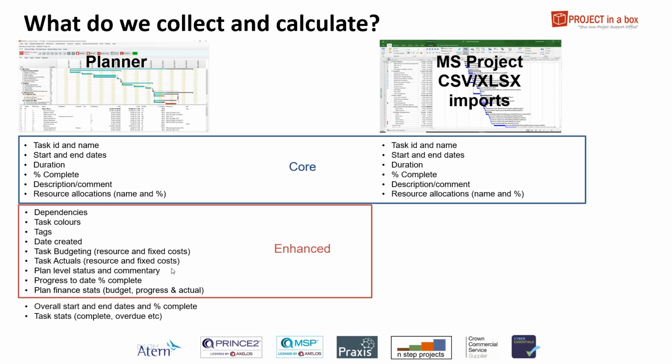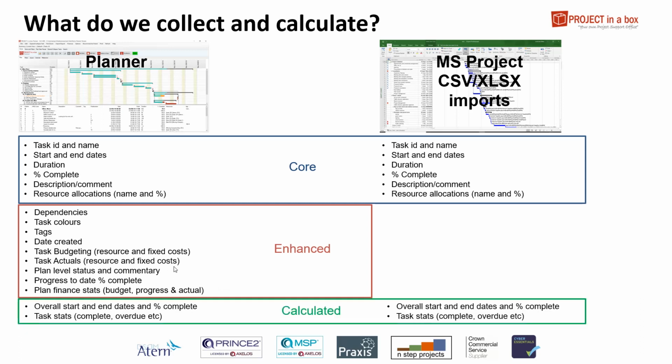And then we also calculate project or plan level finance stats, budget, actual and progress, which takes account of the percentage completes. There are some other useful things as well, and these are calculated by the system at the time the file is checked in. So overall start and end dates, percentage completes of the project as a whole, not just at the task levels, and also task stats, how many tasks are complete, overdue, etc. Those are calculated by the system for all file types.